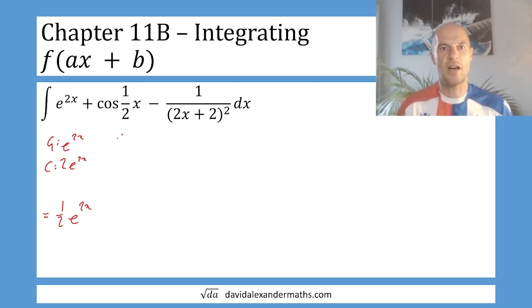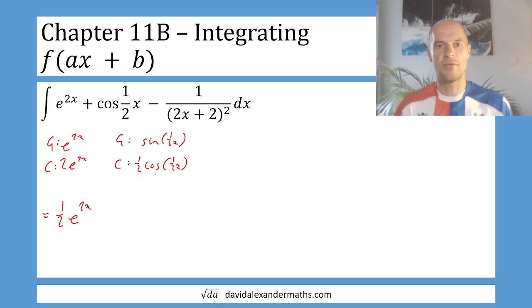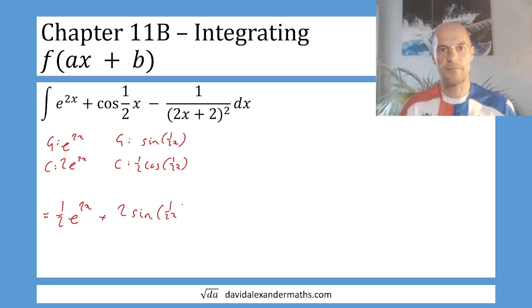Now cos of half x, my guess would be the sine of 1/2 x, and when I do my check, that will be cos of a half x multiplied by a half, but I didn't want a half of cos x, I wanted 1 cos x, so my guess was too small, so I need to double that. I'm doubling my half cos of half x, so that's going to be plus 2 sine 1/2 x.